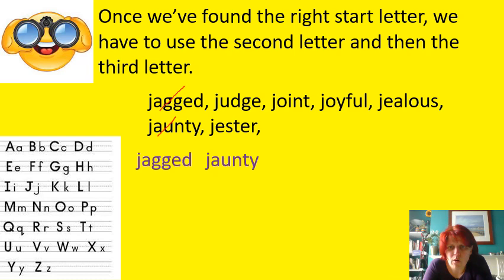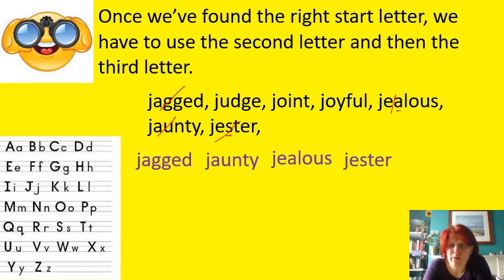J-U, J-O, J-O, J-E, J-E. So E comes before O or U. So these two I've got to sort out next. Let's look at the third letter. J-E-A, just put that there, or J-E-S. Which one comes first? It's the J-E-A that comes first, then the J-E-S. So jealous and then jester.